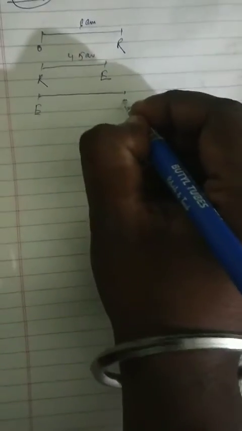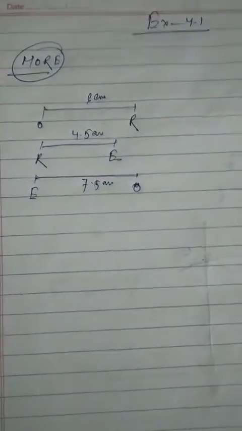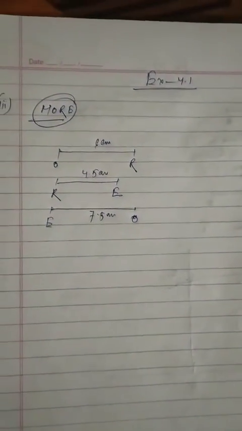Suppose this is OR, 6 centimeter. Next is RE, 4.5 centimeter. This is RE, 4.5 centimeter. Next one is EO, 7.5 centimeter. Suppose this is EO, 7.5 centimeter. So what we need to do, children, is deal with this question with some procedure.